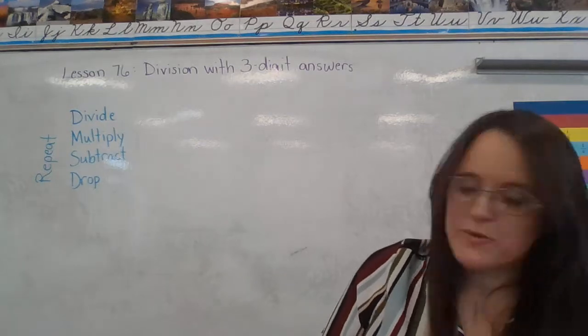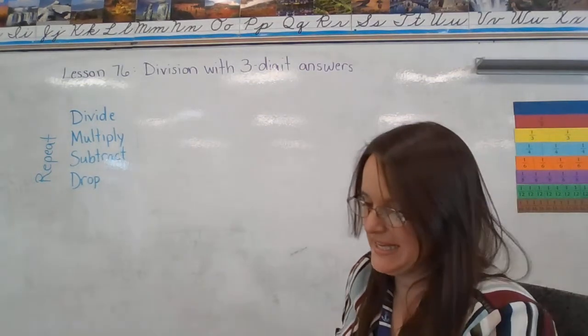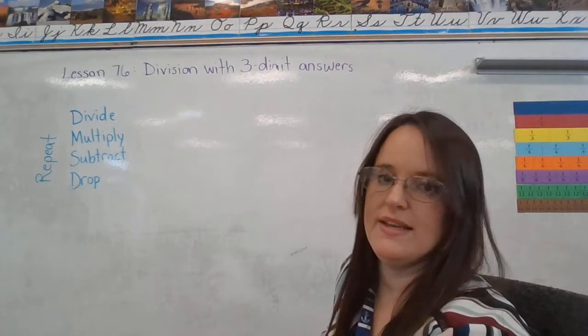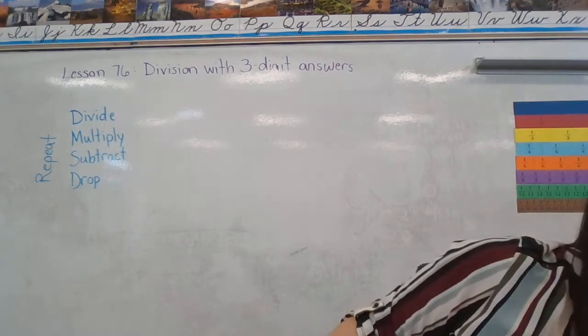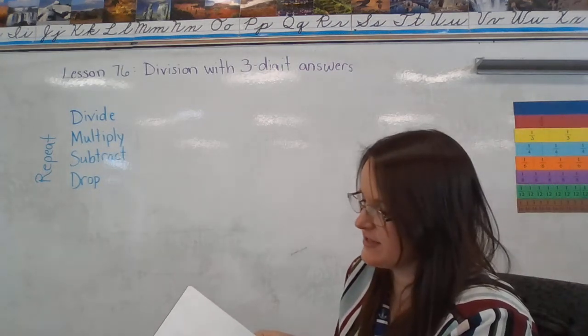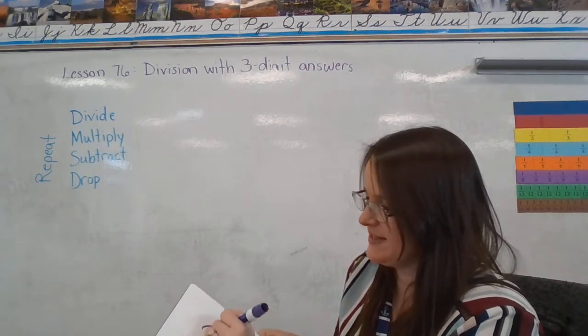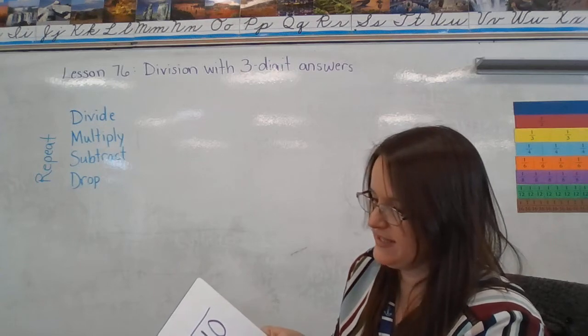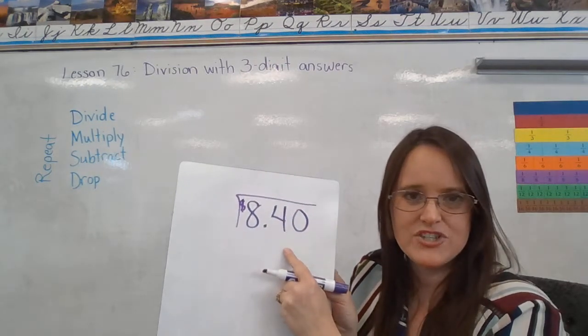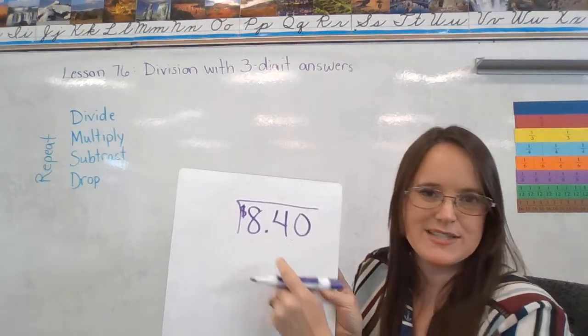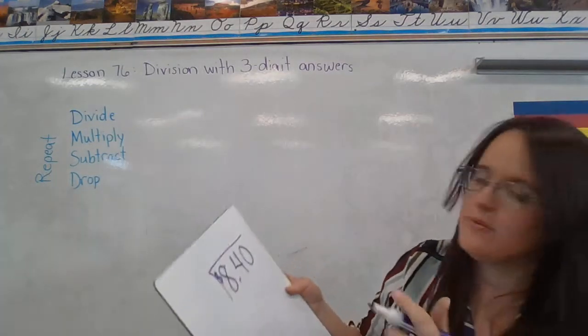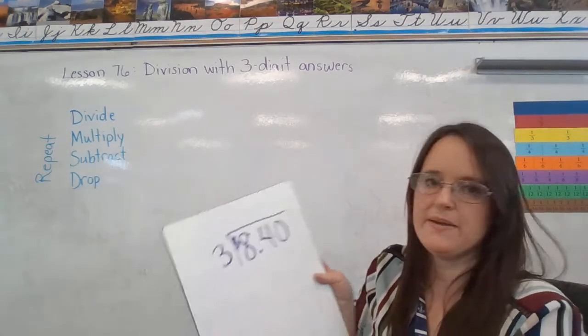Okay, the next problem we're going to look at involves money. It's almost exactly the same. So here we have $8.40. So you'll notice I've got 3 digits. It's just in this case there's a decimal we're going to have to deal with. And we're dividing that by 3.